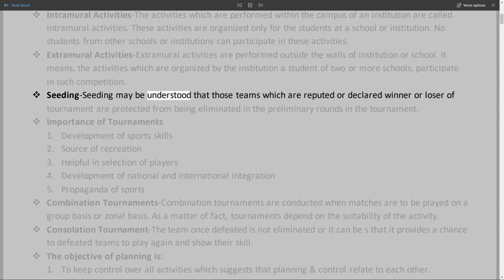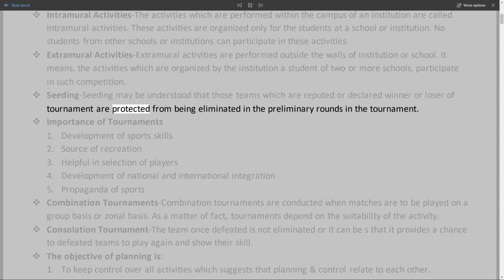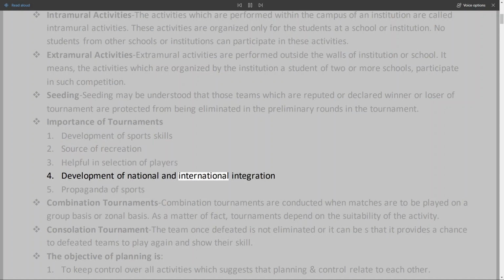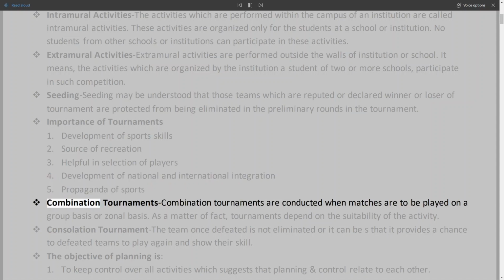Seeding may be understood as protecting those teams which are reputed or declared winner or loser of a tournament from being eliminated in the preliminary rounds of the tournament. Importance of tournaments: 1. Development of sports skills. 2. Source of recreation. 3. Helpful in selection of players. 4. Development of national and international integration. 5. Propaganda of sports.